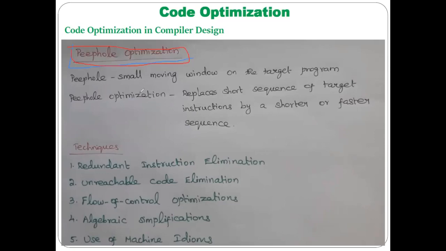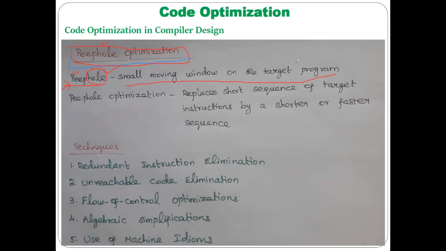Okay. Now, why is it referred to as a peephole? What is the meaning of peephole? Peephole here means a small moving window on the target program. The meaning of peep is secretly examining something or secretly checking something. And hole here means we are going to examine or check a small part of the code. We are not going to modify the whole code, but we are going to do the modification for optimization purposes in a small part of the code. That is the reason it is referred to as a peephole.